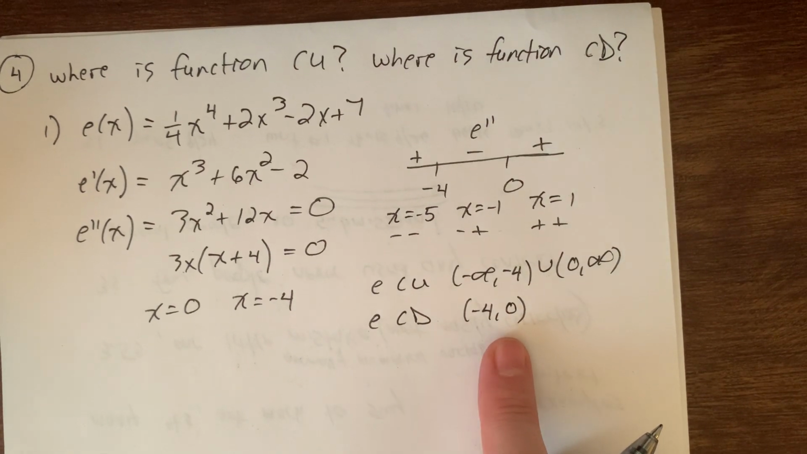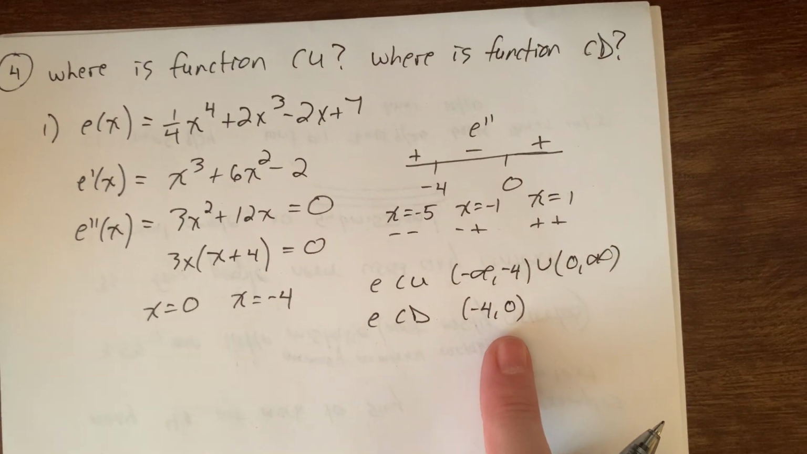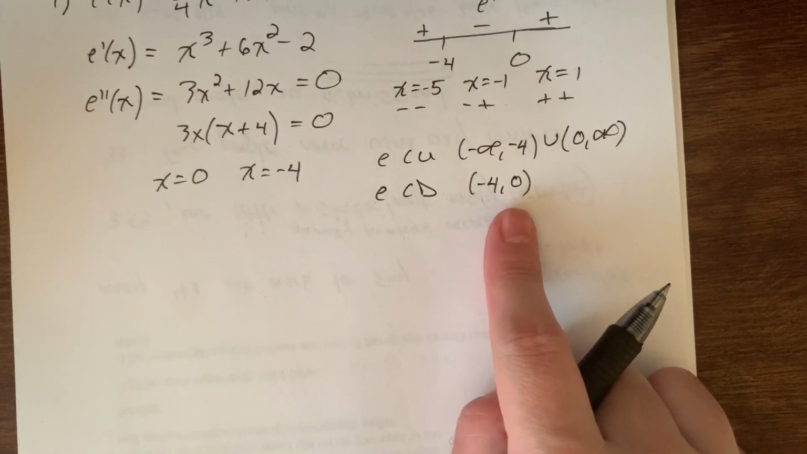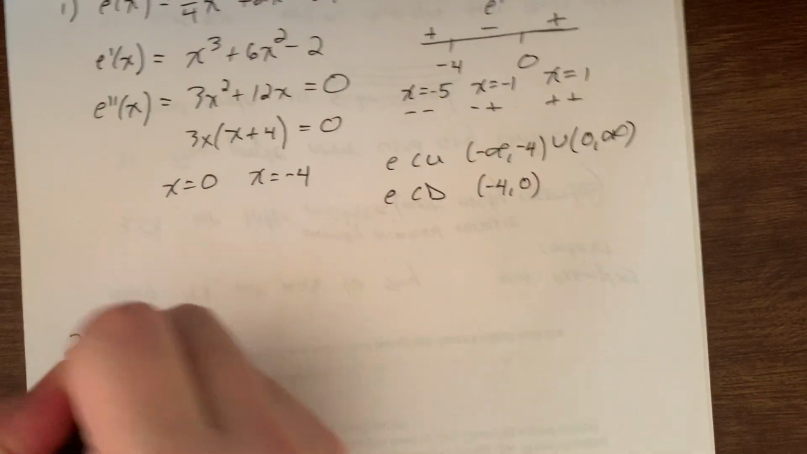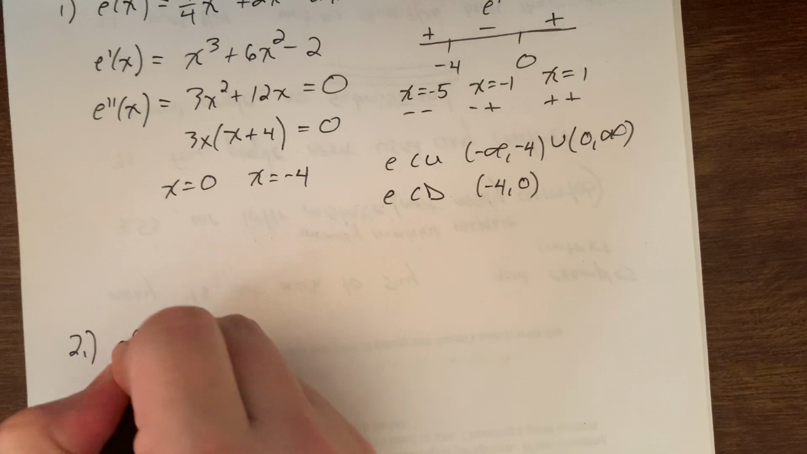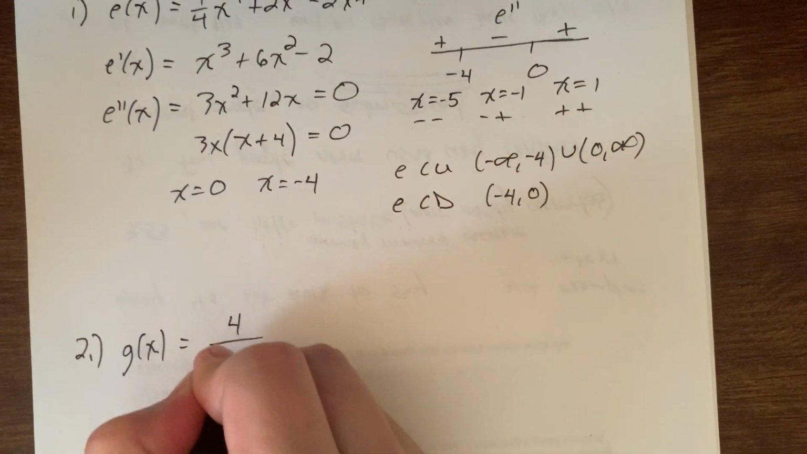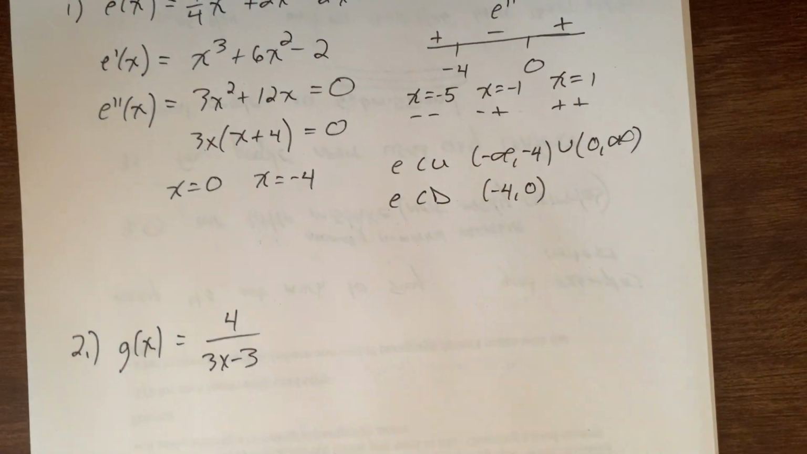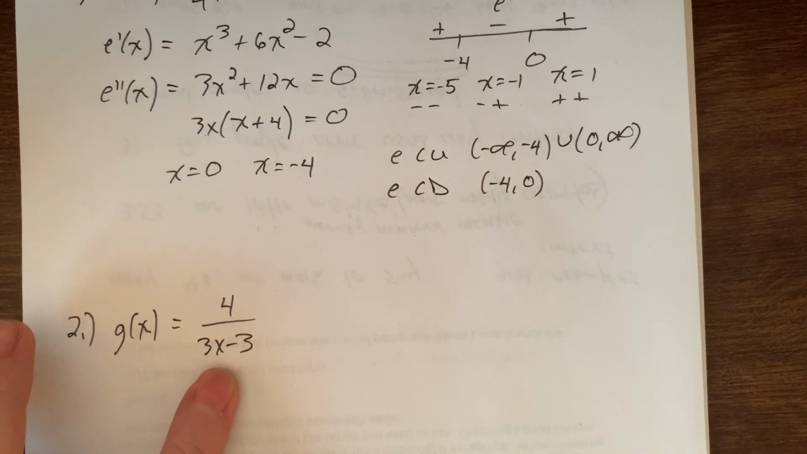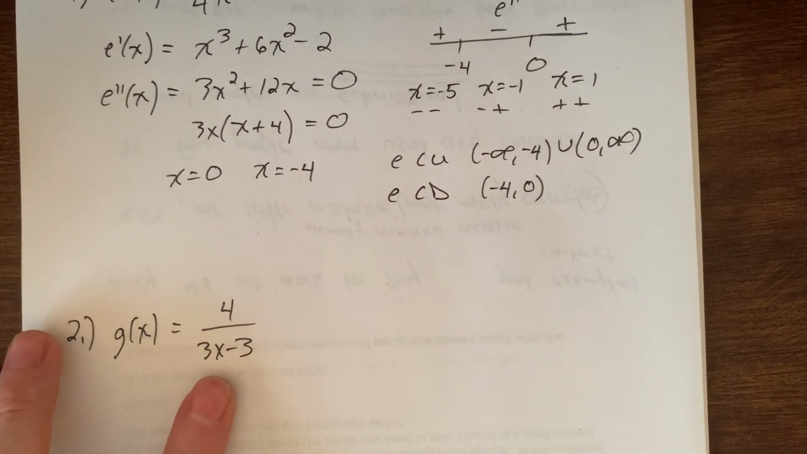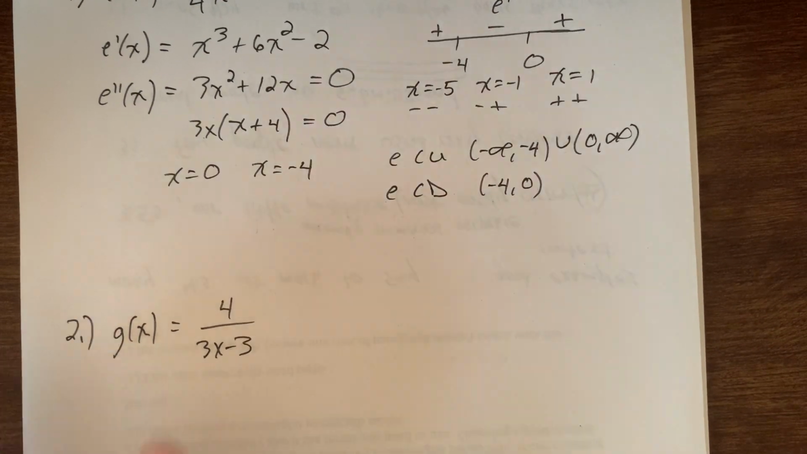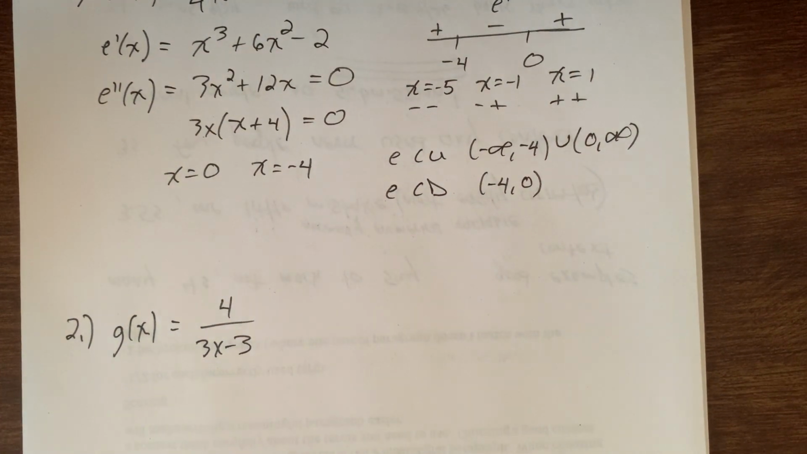So a nice first problem, and we'll get more practice with the second derivative, but for right now, let's just do one more. Let's look at number 2. Let's use function g of x, and g of x is equal to 4 over the quantity 3x minus 3. Still need to get to the second derivative. So first derivative, then second.